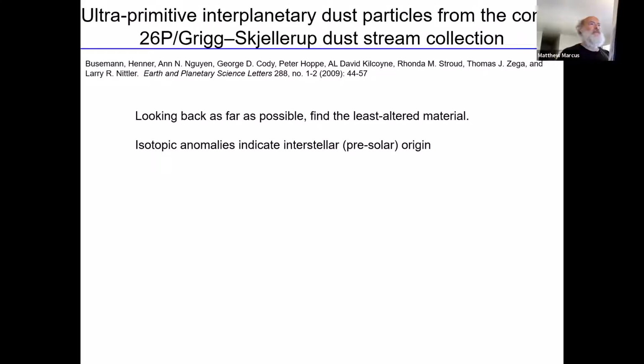So one example, this was some IDPs that were collected during transit of a dust stream. And we believe that these came from that comet because the frequency of collection of IDPs increased during passage. And so in this case, they wanted to look back as far as possible to find the most primitive, as they call it, material.